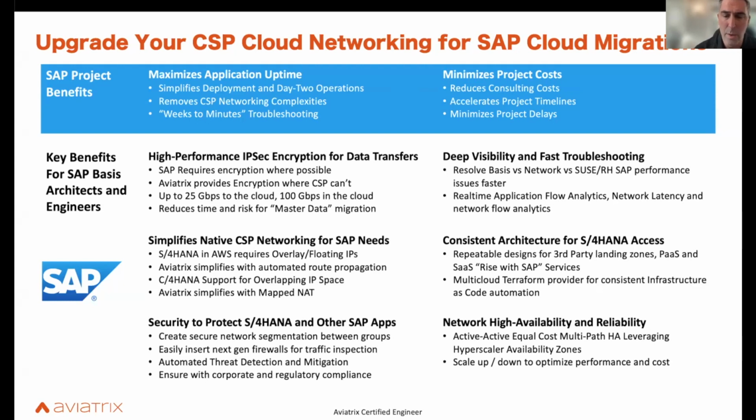Consistent architecture, right? We're going to talk about how you can create a simplified, repeatable architecture. If you look at what we showed for AWS, Azure, and GCP, each of those sort of has their own different way of creating a network architecture, but there's no company out there that gives you a consistent, repeatable, multi-cloud network architecture, right? And then high availability, right? The need or requirement to have active-active HA, leveraging these hyperscalers' availability zones, and then be able to scale up and down.